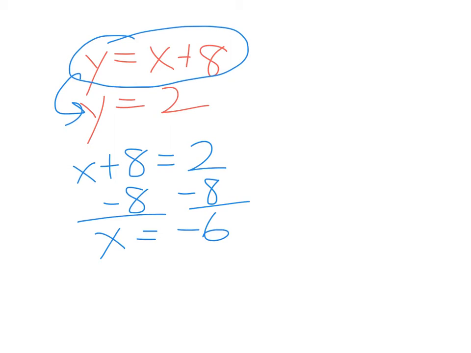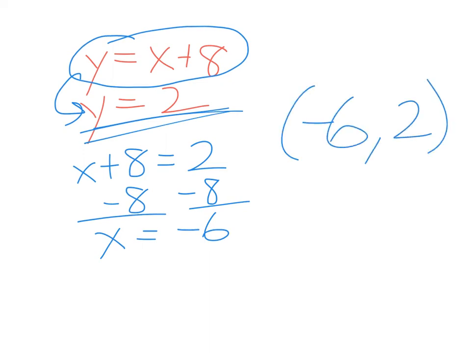So I know x is negative 6, but you know what? I don't need to do any more because it already told me y was equal to 2. So my answer is negative 6, 2, because it just told me y is equal to 2. I didn't have to do anything more with that one.